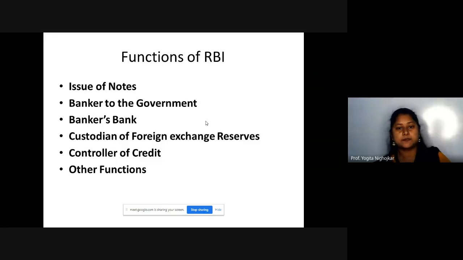Third is Bankers Bank. The Reserve Bank performs the same functions for the other commercial banks as the other banks ordinarily perform for their customers. RBI lends money to all the commercial banks of the country.